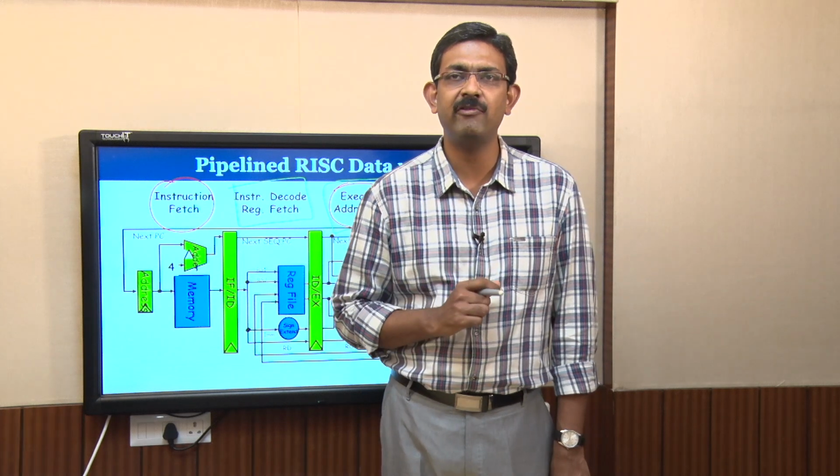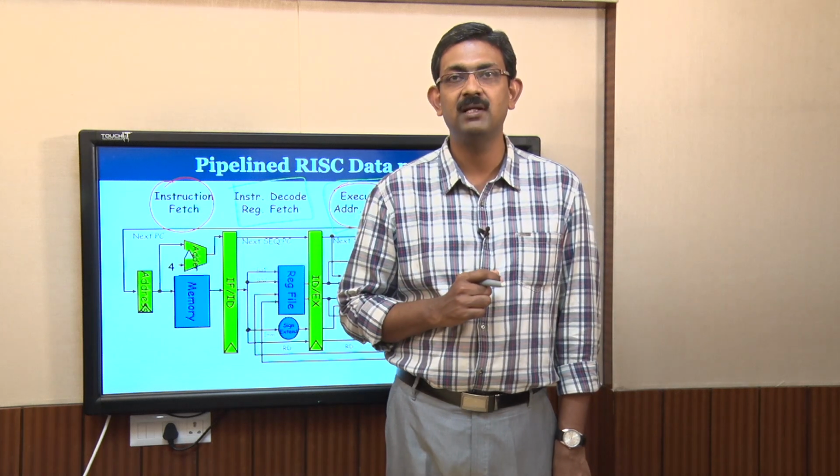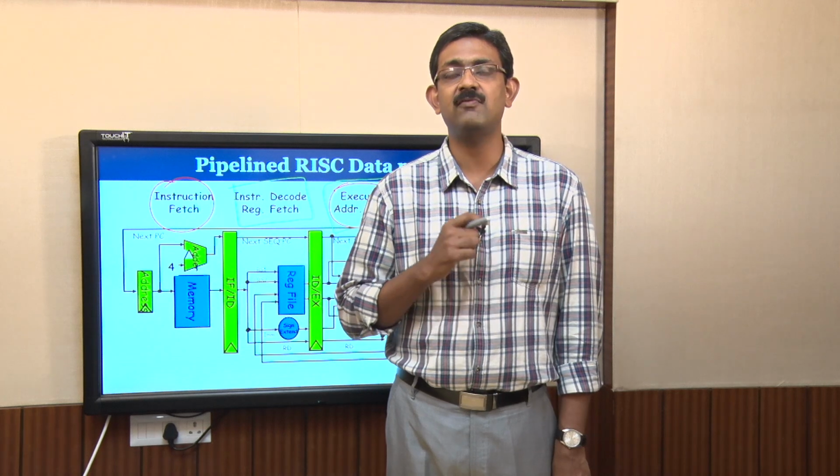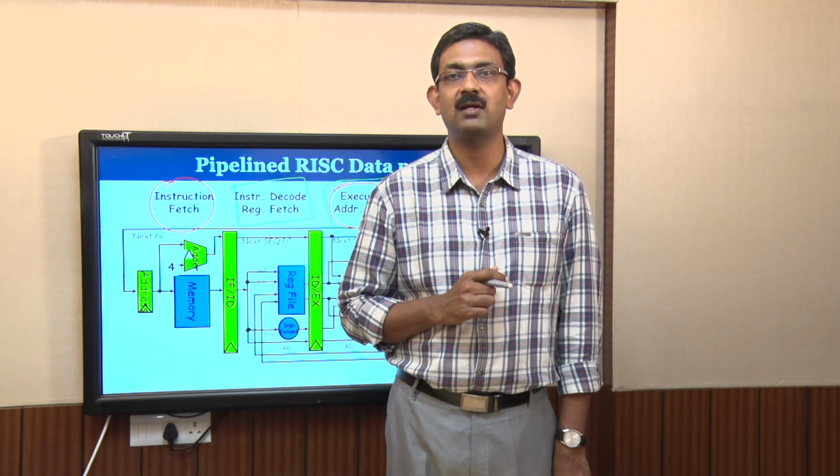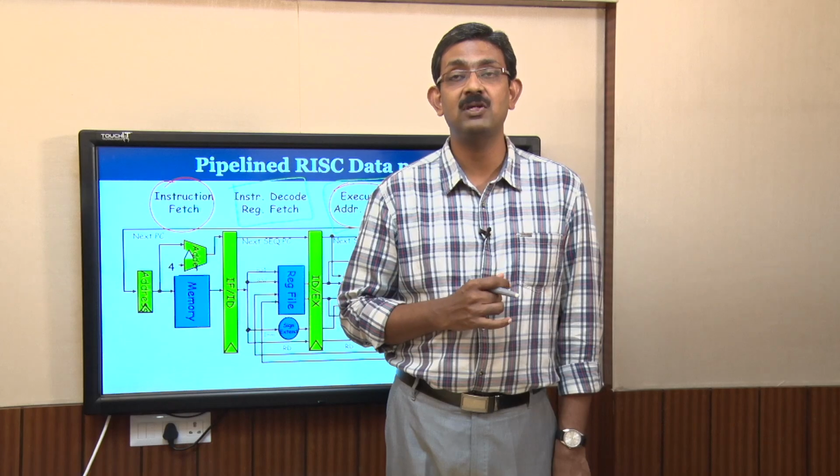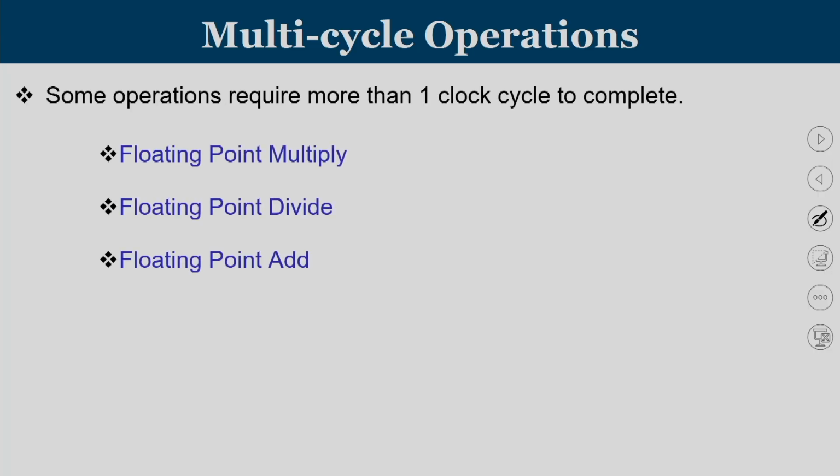We will see a few classes of such instructions where the execution stage itself requires more than one clock cycle, and let's see how this pipeline is going to work. We will deal with multi-cycle operations. Some operations require more than one clock cycle to complete, say floating point multiply operations, floating point divide operations, and sometimes floating point add or subtract operations.